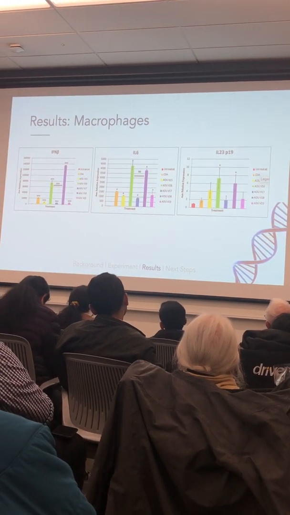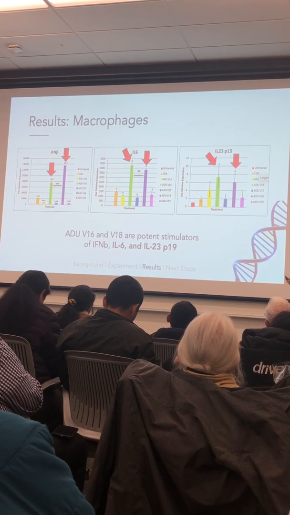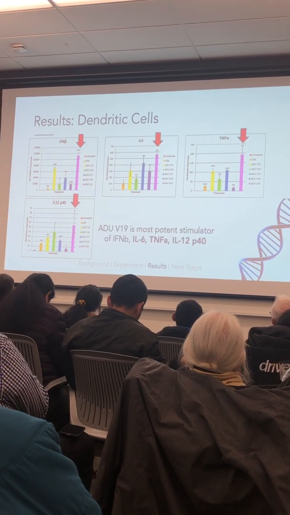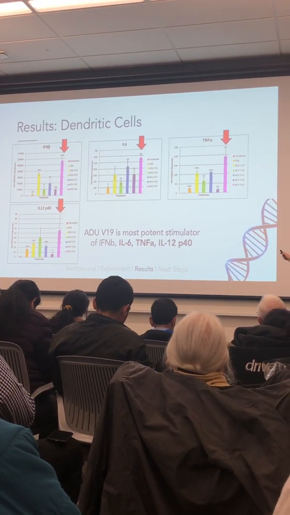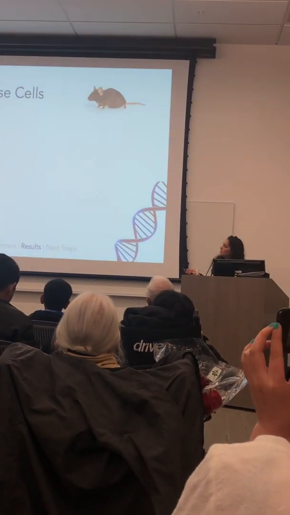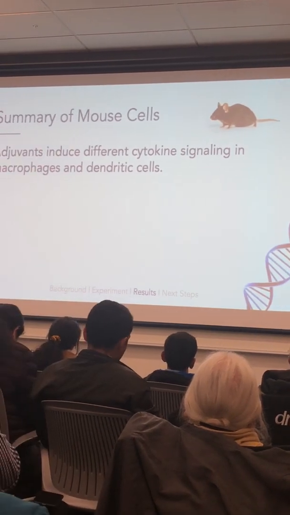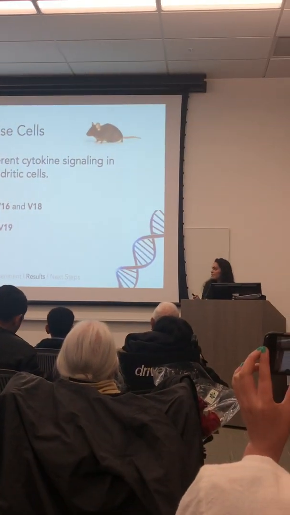So in macrophages, we saw that specifically adjuvants V16 and V18 were the most potent stimulators of these cytokines. But then when we moved to dendritic cells, we saw something different. We saw adjuvant V19 being the most potent stimulator of these cytokines here. So in summary, the adjuvants seem to be acting differently in both of these different types of immune cells, with different winners per se in each different type of cell.